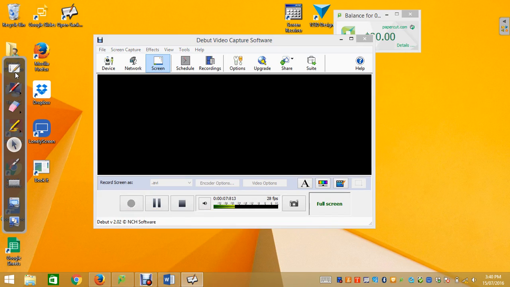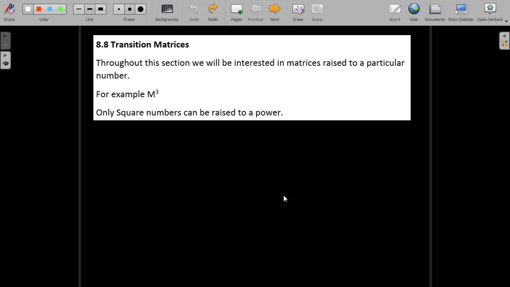Chapter 8.8, which is talking about transition matrices. So this is the last section of this topic. We'll just get through the notes and then I'll do a video on a couple more examples. So to start off with transition matrices.